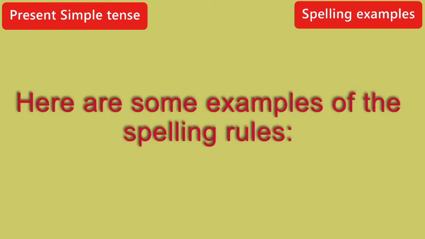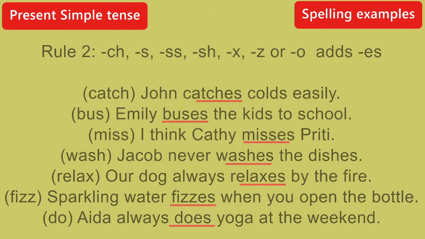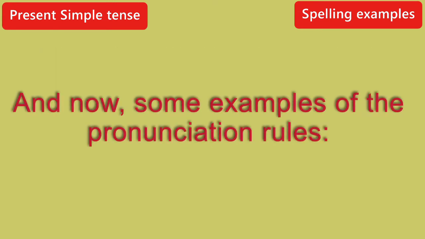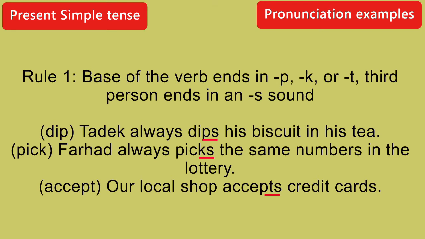Here are some examples of the spelling rules. And now some examples of the pronunciation rules. Rule 1. Base of the verb ends in p, k, or t. Tadek always dips his biscuit in his tea. Farhat always picks the same numbers in the lottery. Our local shop accepts credit cards.